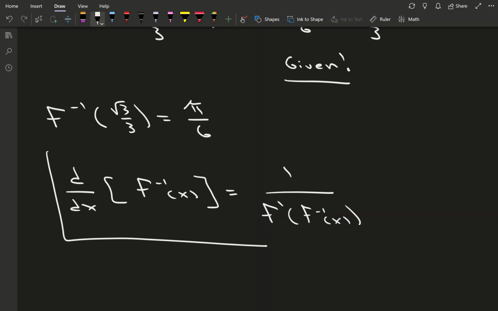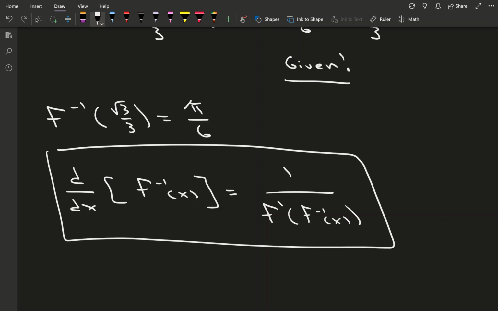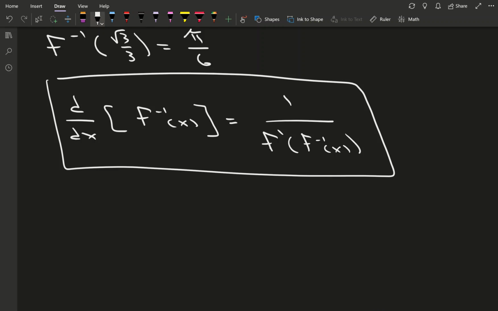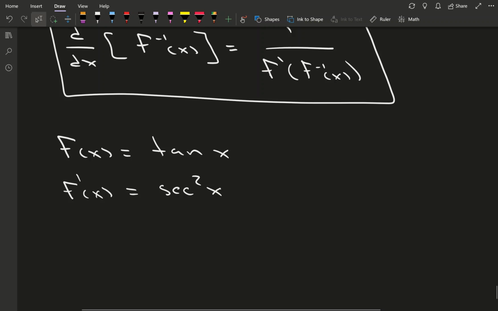So knowing that formula here, you also have to know what the derivative of tangent is. When they want me to take the derivative of the inverse function, the first thing I have to know is f prime. So f of x is equal to tan x. F prime of x, of course, is equal to secant squared x. And with that, you can now proceed.